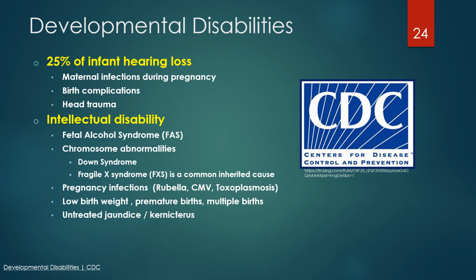Hearing loss often results in language and learning disabilities. At least 25% of infant hearing loss is due to maternal infections during pregnancy, like that with cytomegalovirus, CMV, complications after birth, and head trauma. Known causes of intellectual disability include fetal alcohol syndrome disorder, chromosomal abnormalities like Down syndrome and Fragile X syndrome, and certain infections during pregnancy, including rubella, CMV, and toxoplasmosis.